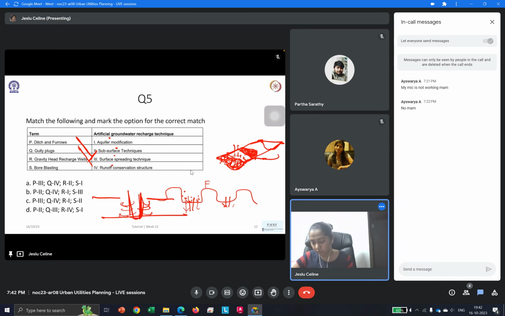Now the last one, bore blasting. So that's the option, aquifer modification. That's the only option we are left with.